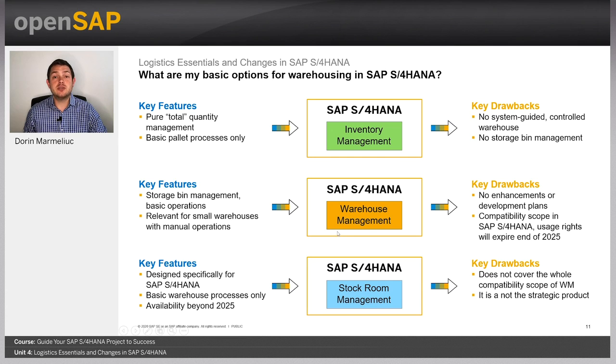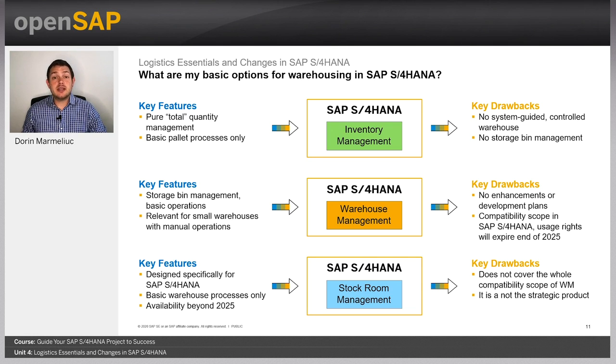First choice is inventory management. It only supports basic pallet processes and a pure total quantity management. Its main drawbacks is that it has no storage bin management and no system-guided controlled warehouse. Warehouse management is the second option.